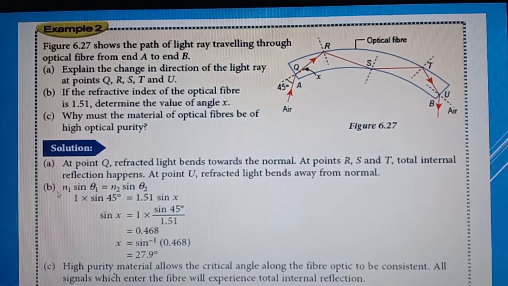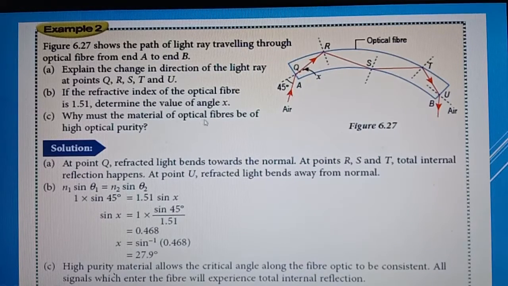So we can use the formula n1 sin θ1 = n2 sin θ2. Let's say n1 is air, n2 is glass, the inner core. So n1 equals 1, θ1 is 45 degrees, and n2, the refractive index, is 1.51, sin X. So you can find sin X equals 0.468. Thus you get X equals 27.9 degrees.